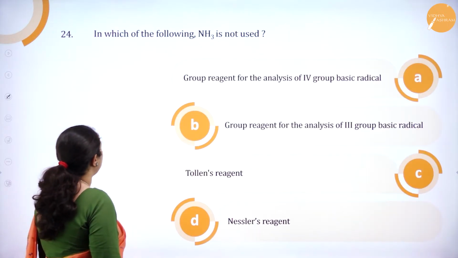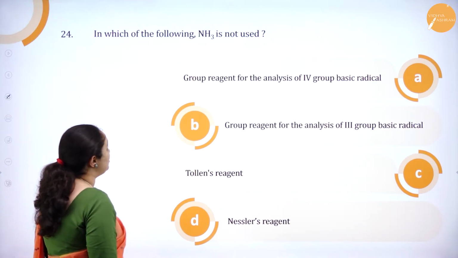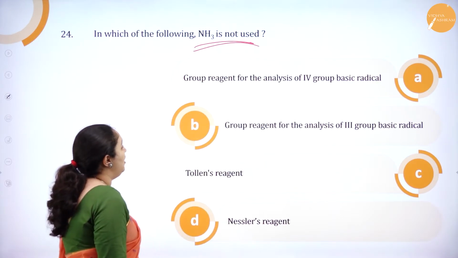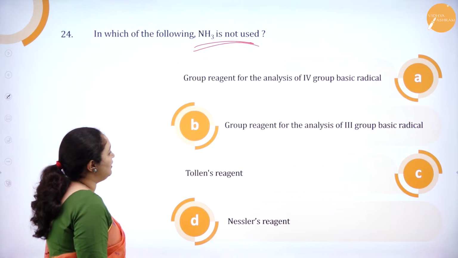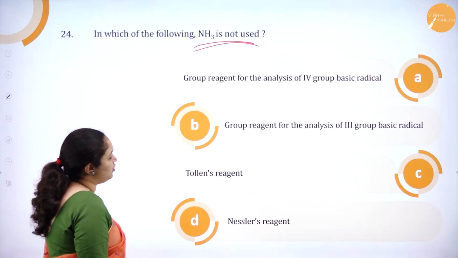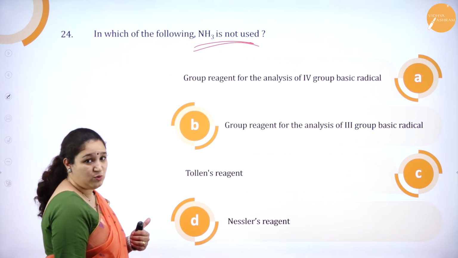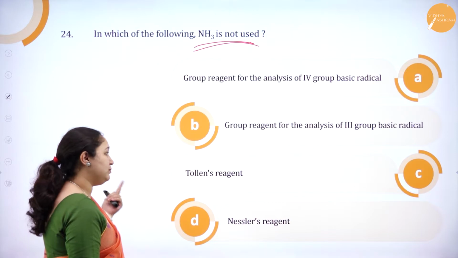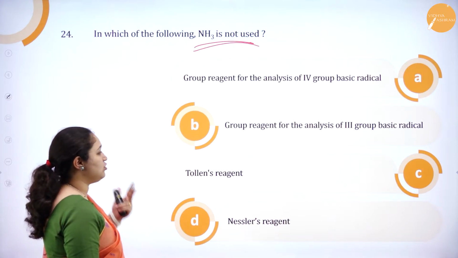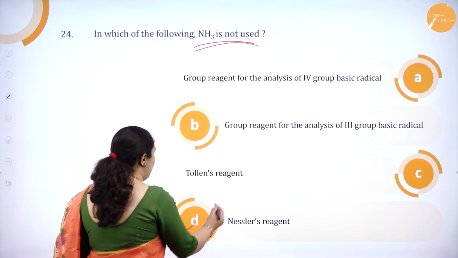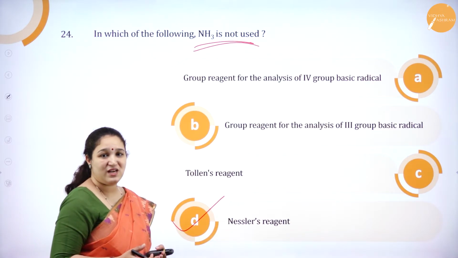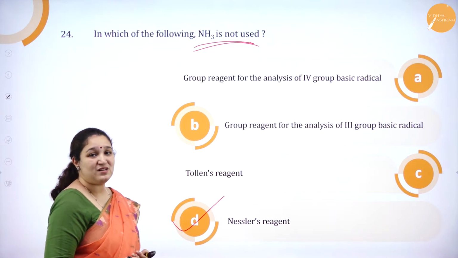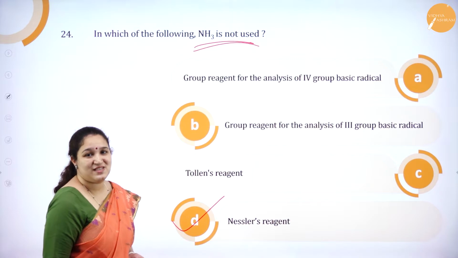Next question. In which of the following is NH3 not used? Read the question correctly, it is asking for not used. Option A, group reagent for the analysis of fourth group basic radical. We use it, correct? No. Then group reagent for analysis of third group. There also we are using it. Tollens reagent also we are using. Only Nessler's reagent we are not using, because Nessler's reagent is used to detect the ammonium ion. Ammonia is not used there. So obviously it is not used. So Nessler's reagent is the correct answer.